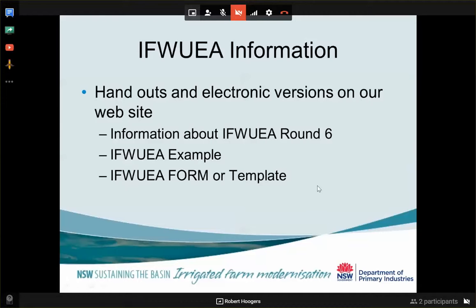There are quite a few handouts on our webpage for the IFWUEAs. There's a handout information pack for everything to do with round 6. There is an example IFWUEA, and there's an IFWUEA form, which is the template to your first point of contact application for the whole process.